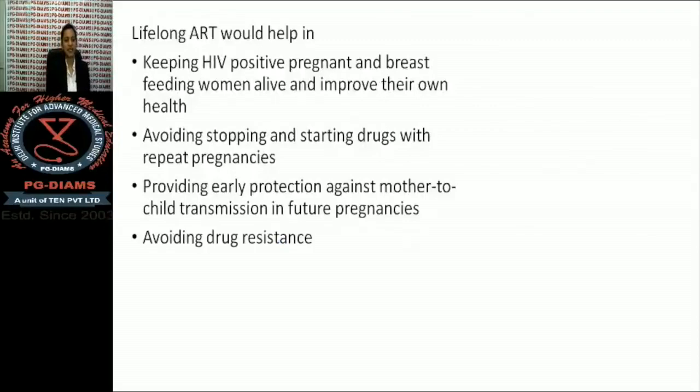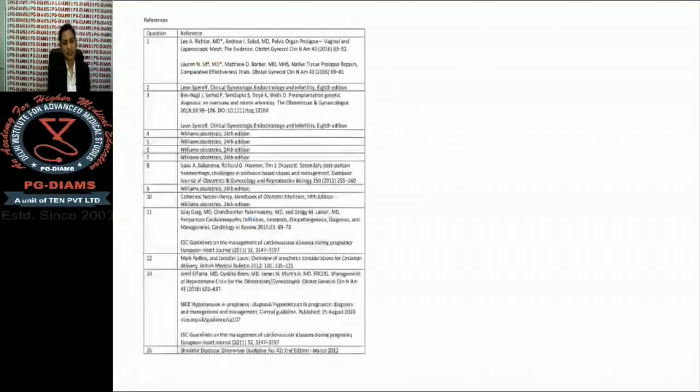They advocate lifelong ART because this will keep the woman alive and it will improve her own health. Avoid stopping and starting. Since she is in the reproductive age group, she is definitely going to conceive again. So you don't want to be stopping and starting again. This will increase drug resistance. So in reproductive age women, once we start ART, we are going to continue ART lifelong, providing early protection against mother to child transmission. In the next pregnancies, the protection to the fetus will be more, it will be earlier, and drug resistance by stopping and starting the drug will be avoided.